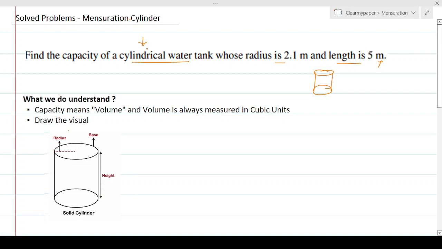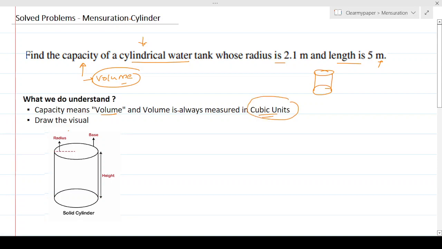Before solving, always read the question twice, break it down word by word, and understand what they're asking about. The first thing is they're asking to find the capacity. Capacity is nothing but volume, how much a particular object can store. That's another way of saying volume. So we know they're asking about volume, and we also know that volume is always measured in cubic units. We should not forget this.